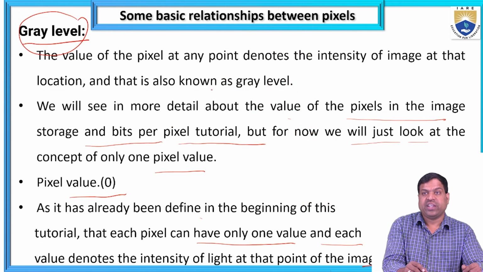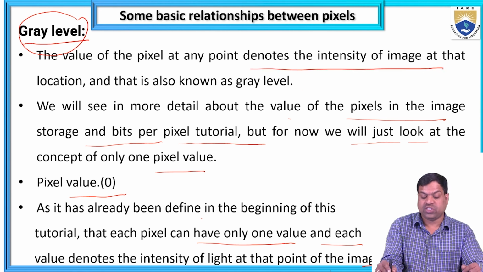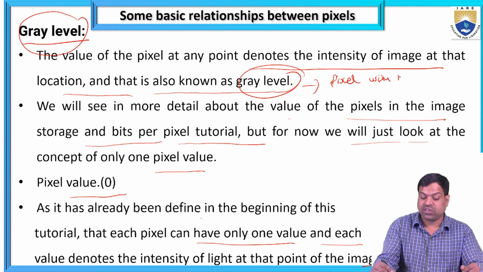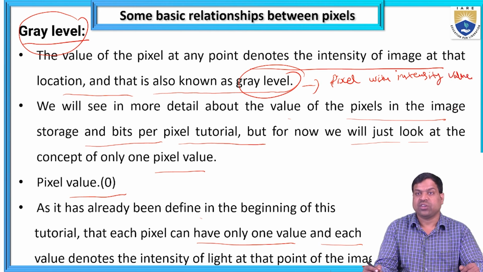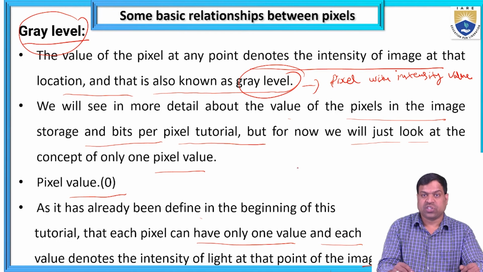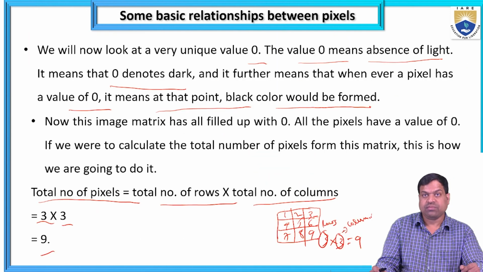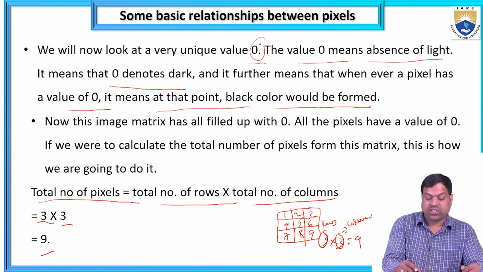The value of a pixel at any point denotes the intensity of the image, and that is known as the gray level. So gray level means a pixel with an intensity value. The pixel with an intensity value is what I am calling a gray level. The pixel in that image stores bits per pixel, and the concept of the pixel value equal to 0 is what I am taking.